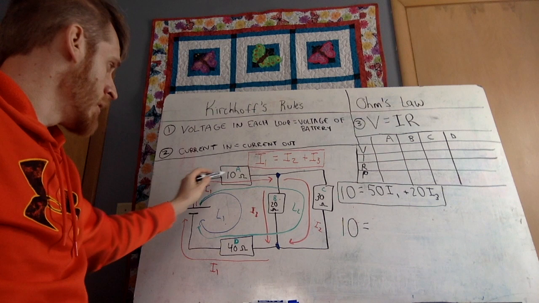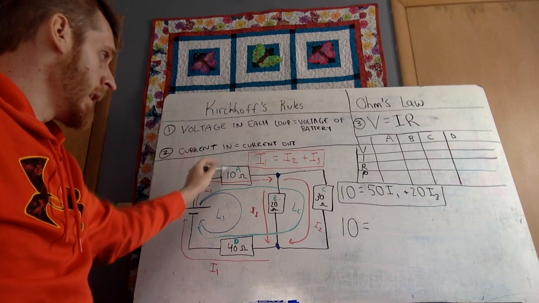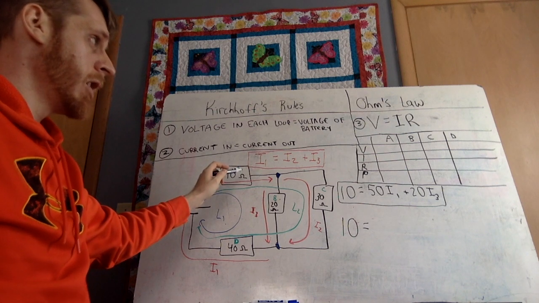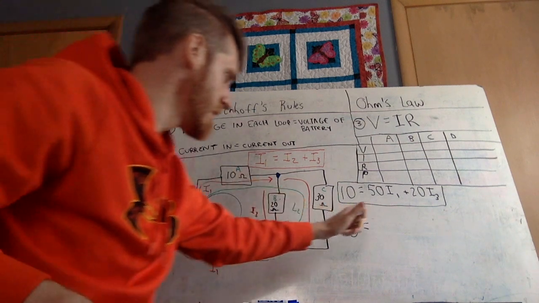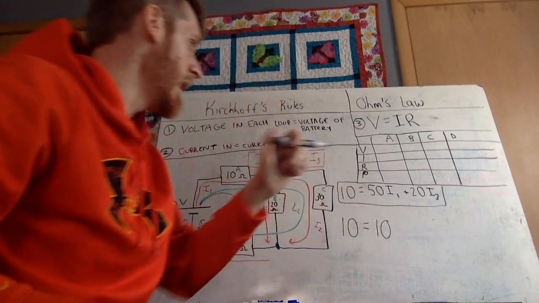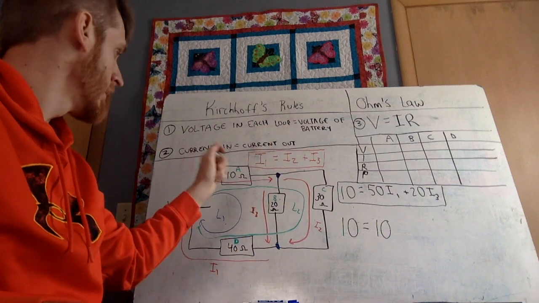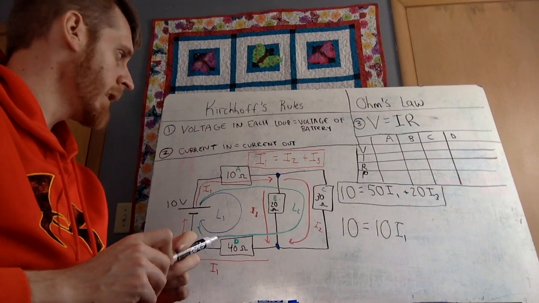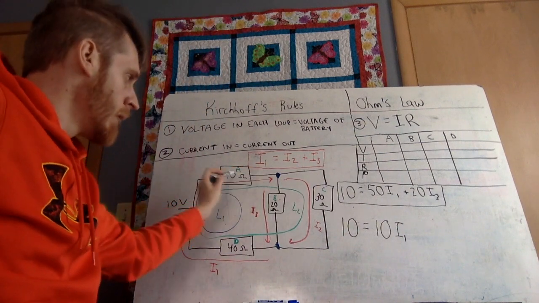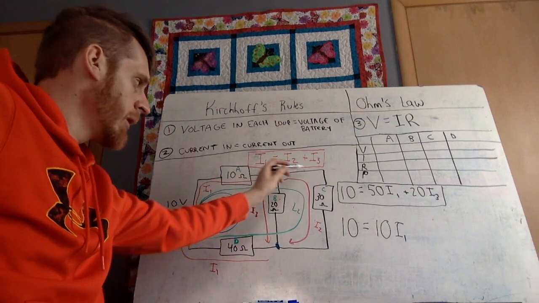Well, it goes to the 10 ohm resistor. And so that's the first thing it encounters. The amount of voltage that the 10 ohm resistor uses is I times R. The resistance is 10, and the current is I1. Then we go around this bigger loop, not this inside loop, but the bigger loop.